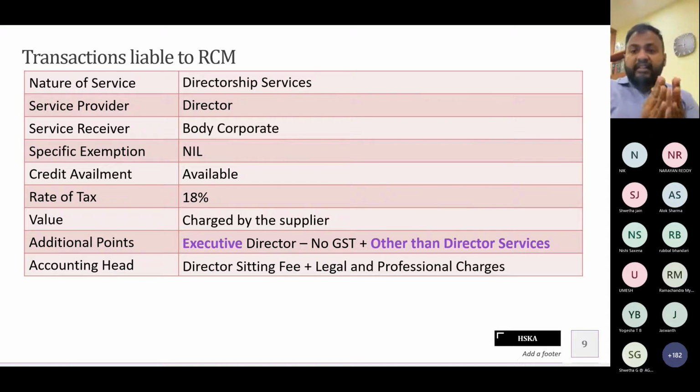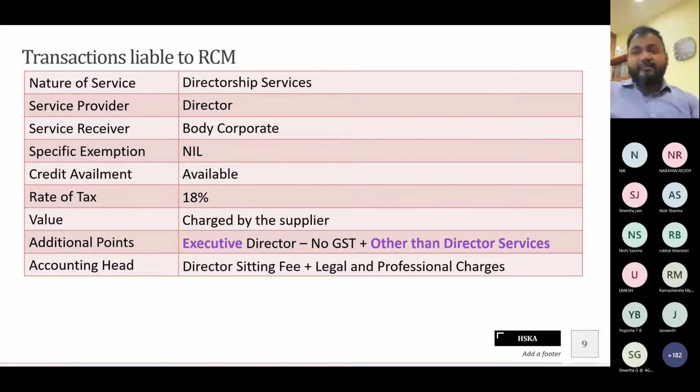So, if you are deducting the TDS under the chapter salaries, that means he's an executive director, it will get covered under Schedule 3. So, you are not required to pay tax under reverse charge mechanism. Okay, but if you are deducting the TDS under 194J, that means he is acting in his professional capacity. He is not your employee, he is a consultant. You are required to pay tax under reverse charge mechanism on the money paid to such director.